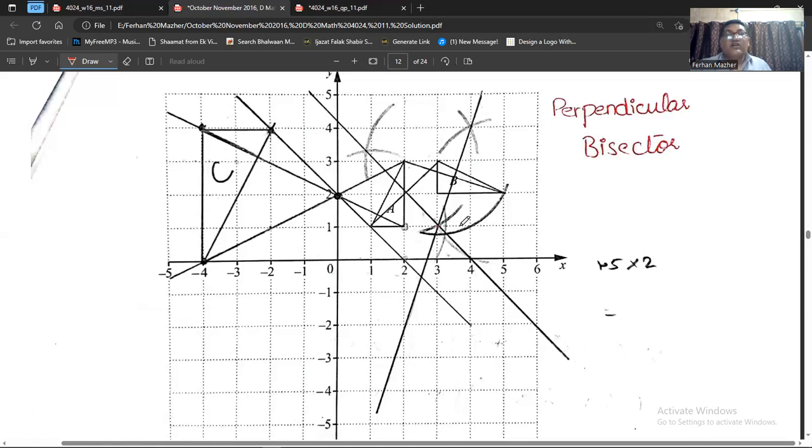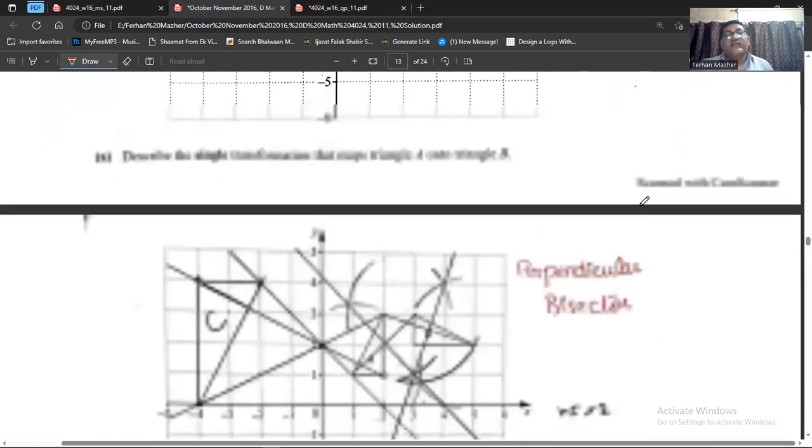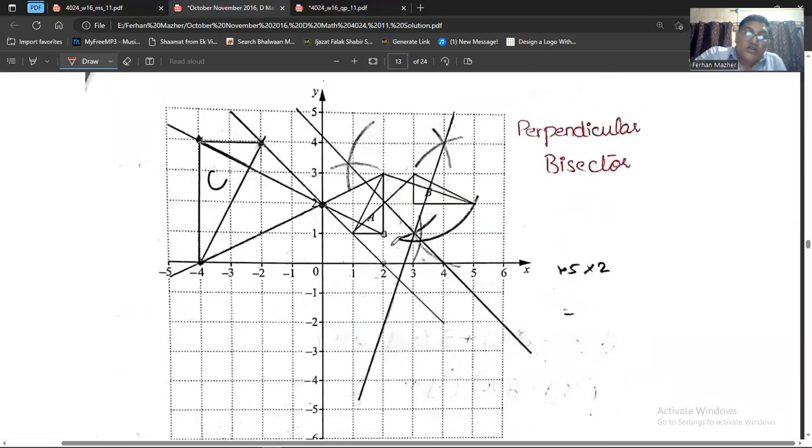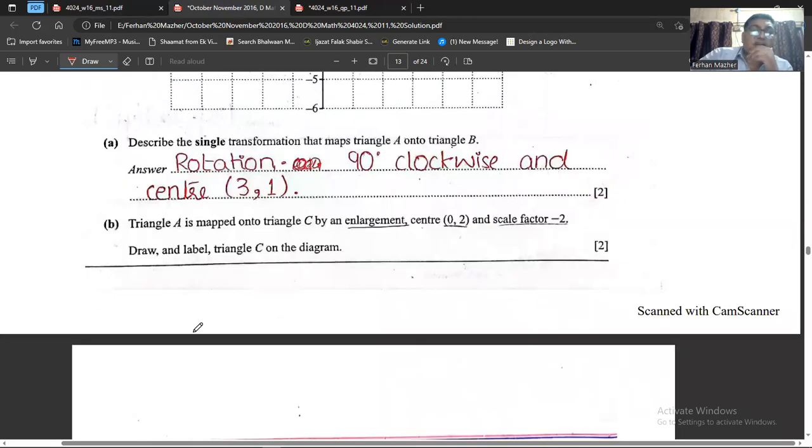This is my center of rotation, and its coordinates are 3, 1. So I will say the rotation is 90-degree clockwise and the center of rotation is 3, 1. How do I know? You can join this point, and this is the same point, so it's here. So how much have you moved? You have moved 90-degree clockwise. I hope you understand how this part is done.